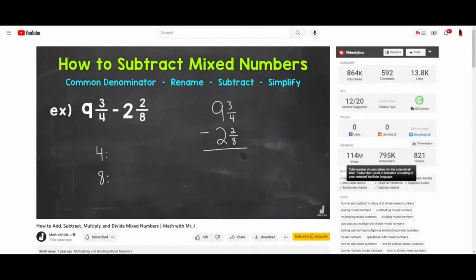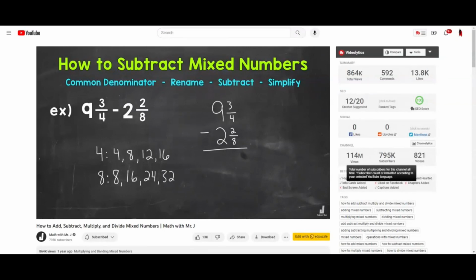So the multiples of 4, well, let's count up by 4: 4, 8, 12, 16. Now those multiples go on forever. So my suggestion: write out 4 or 5. See if you have any in common. If not, you can always extend your lists. Now let's write out 4 multiples of 8. So we have 8, 16, 24, 32.